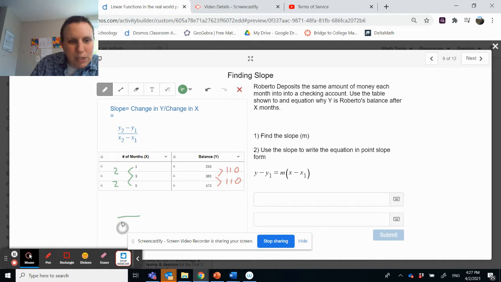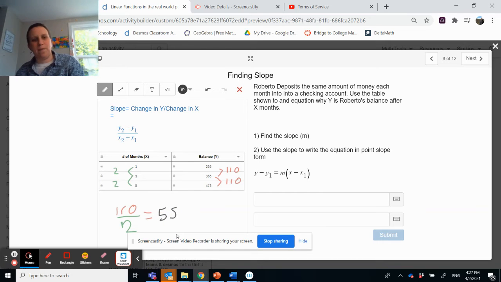That means that my slope is 110 divided by 2, which equals 55. So I know now that my slope is 55.